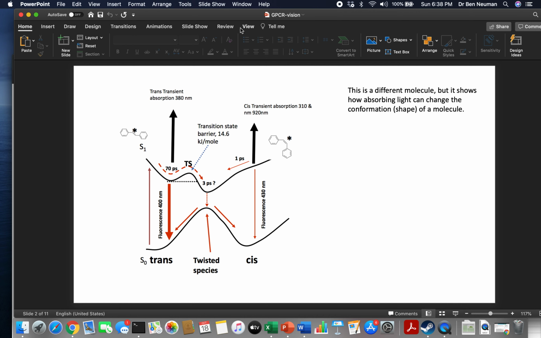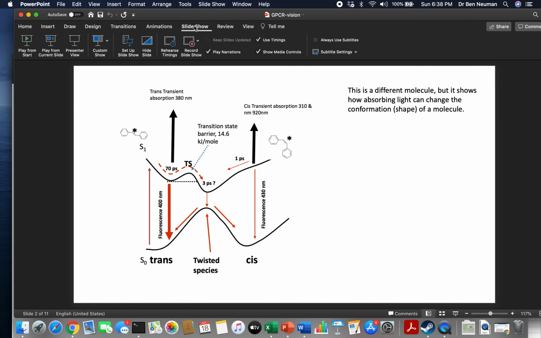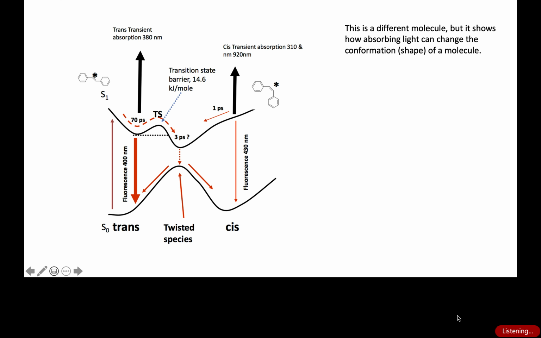So let's make this bigger and let's turn our subtitles on because that makes it nicer. There we go. So now we'll have some text on the bottom. That'll help, won't it?